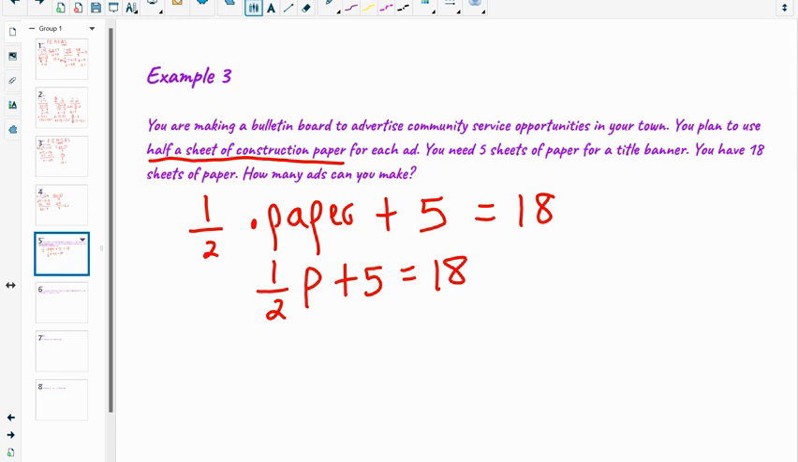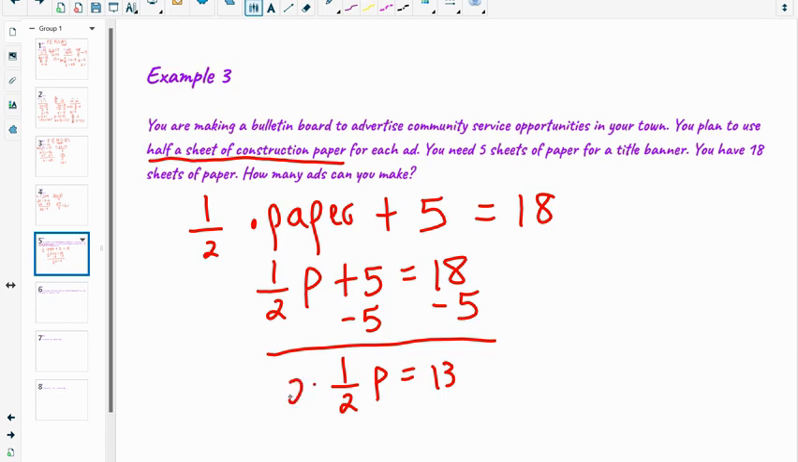We'll go ahead and start by subtracting our 5. We get 1/2 P. You could also think of that as P over 2 equals 13. And we multiply by 2. And we get P is equal to 26. And of course, we'll label our answer. That is ads.